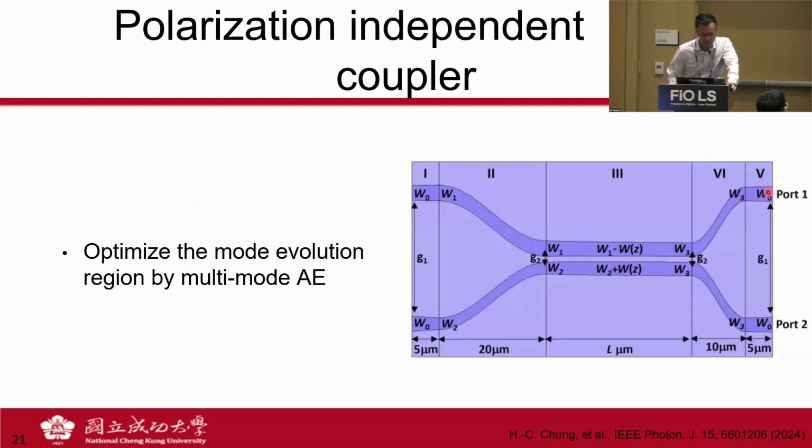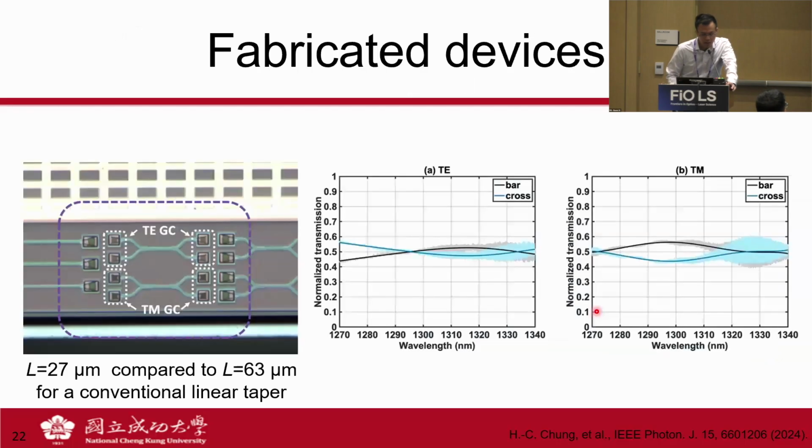So again, we just use the previous technique. This again is a very simple 3 dB coupler device. We only engineer the single parameter, and we end up with pretty good polarization independent 3 dB couplers. So this is the TE input, and this is the TM input.